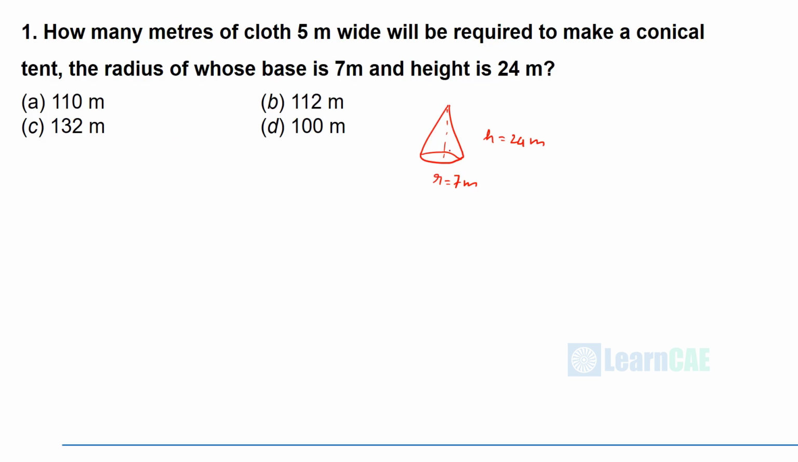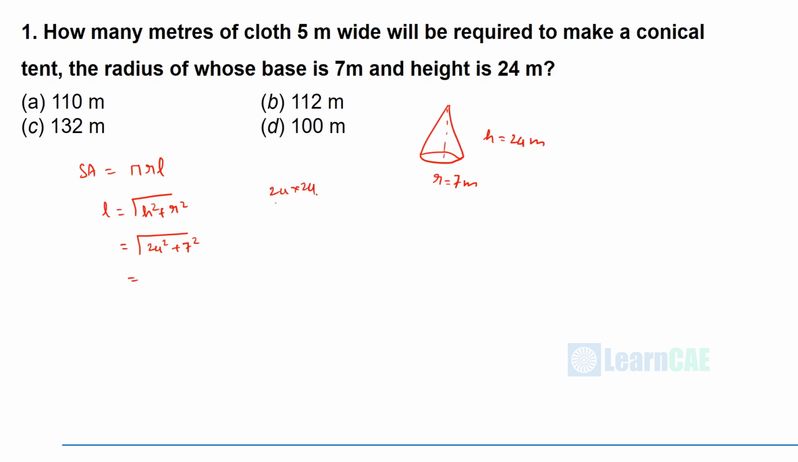Let us draw the center line. The surface area of the cone, that is the curved surface area, is equal to pi r L, where L is equal to square root of h square plus r square. Let us substitute the values. H square is 24 square plus 7 square. Let us calculate the values.